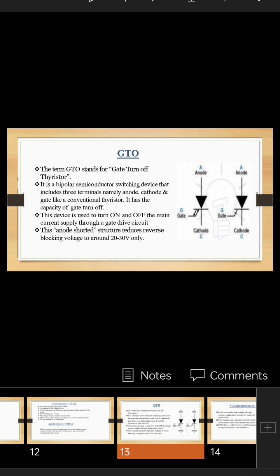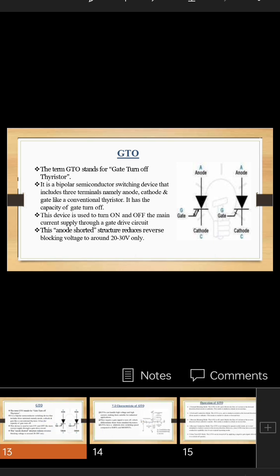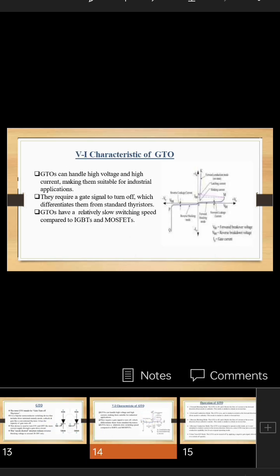This anode shorted structure reduces reverse blocking voltage to around 20 to 30 volts only. GTO VI characteristics: GTOs can handle high voltage and high current, making them suitable for industrial applications. They require a gate signal to turn off, which differentiates them from standard thyristors. GTOs have a relatively slow switching speed compared to IGBTs and MOSFETs.